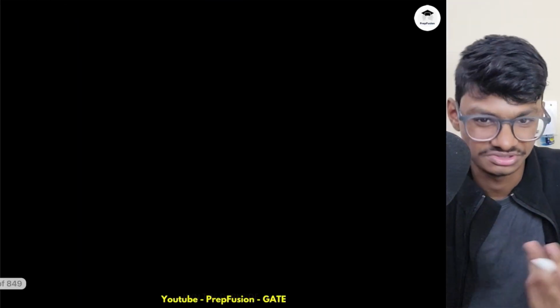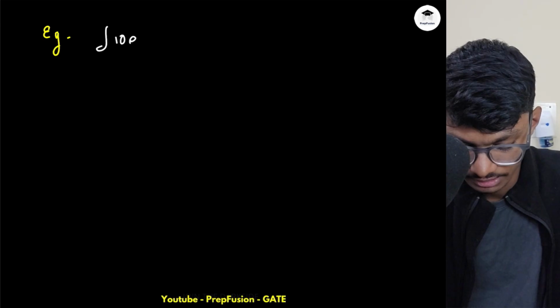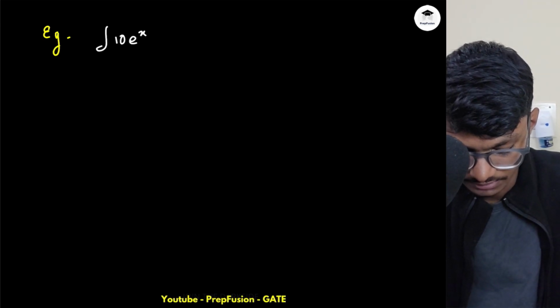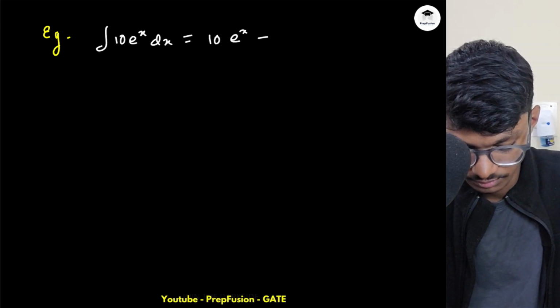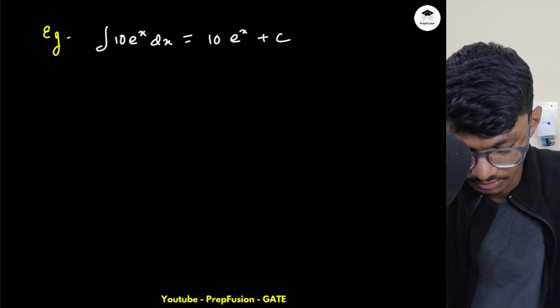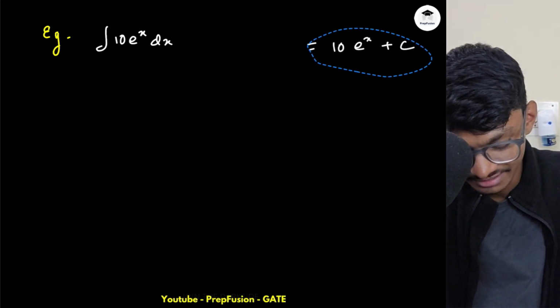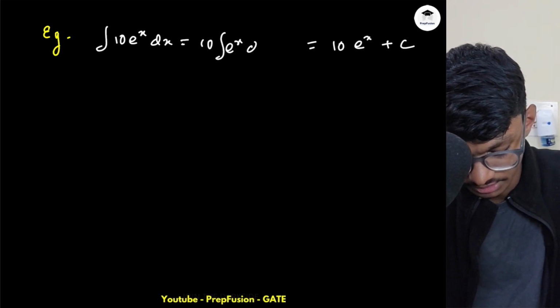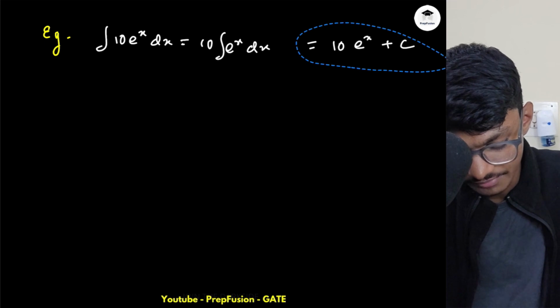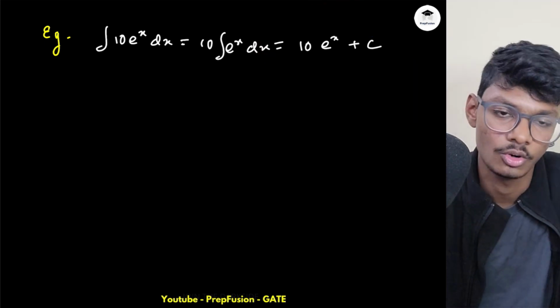So let's do a few basic examples. If we have the integral of 10 e raised to power x dx, this will be 10 e raised to power x plus c, because the constant can come outside. I should write one more step, since I directly wrote it without using the property. So here it will be 10 times the integration of e raised to power x dx. This was the homogeneity.